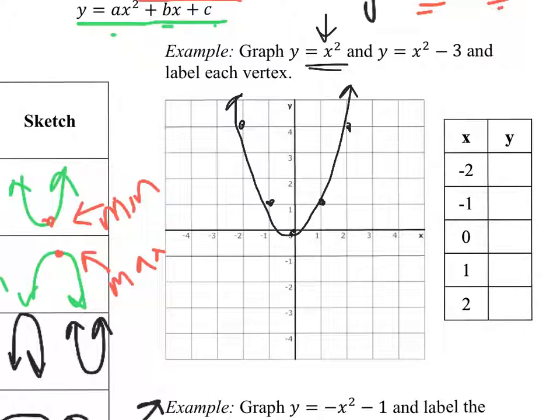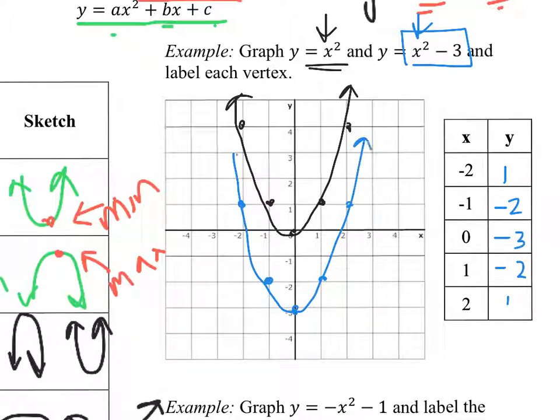Now if I graph x squared minus 3, the function is square the number and then subtract 3. So -2 squared is 4. 4 minus 3 is 1. -1 squared minus 3 is -2. 0 squared minus 3 is -3. So in blue, I'm going to graph the points -2, 1, -1, -2, 0, -3. So it looks like this.